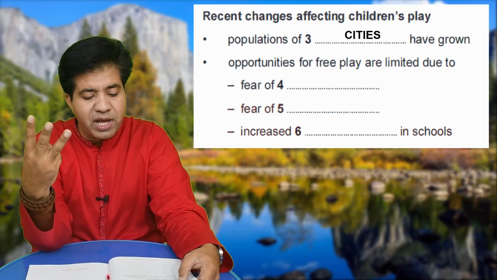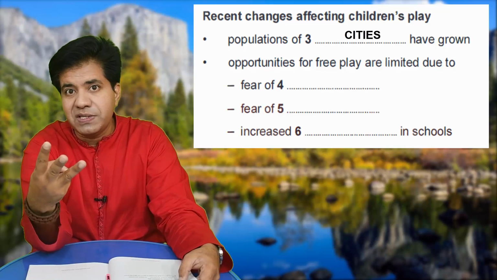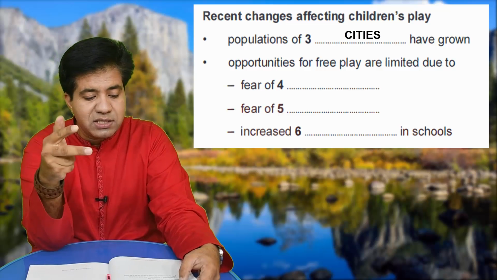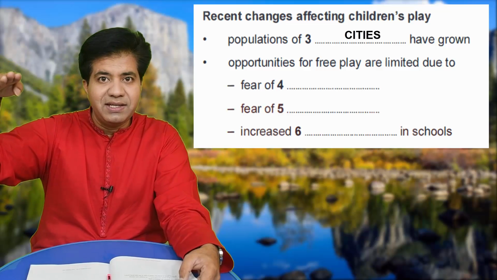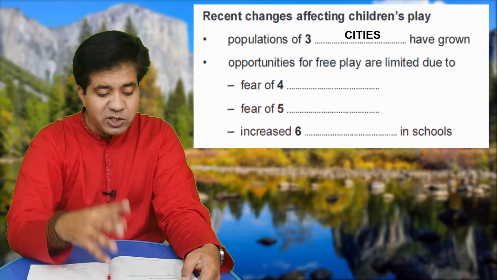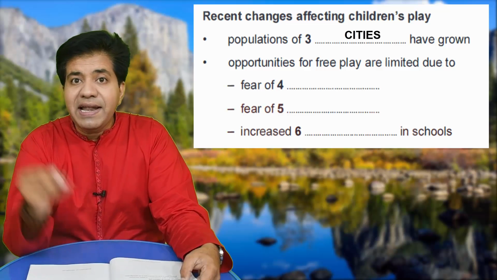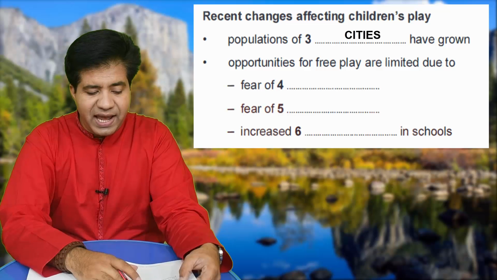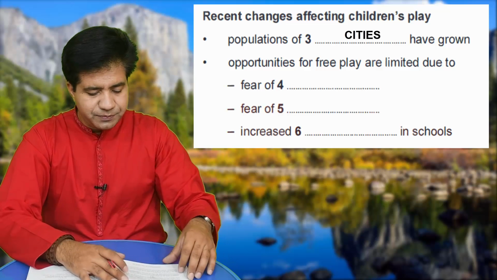Opportunities for free play are limited, and there are three reasons and three questions. So you will find the answers all together. Two answers are fears and one answer is an increase in something. See that, two answers. Now first you need to find where they talk about opportunities for free play which are limited, and then the reasons: due to, because of and all that. Fear of dash, and increased dash in schools. Let's try to find all these answers.